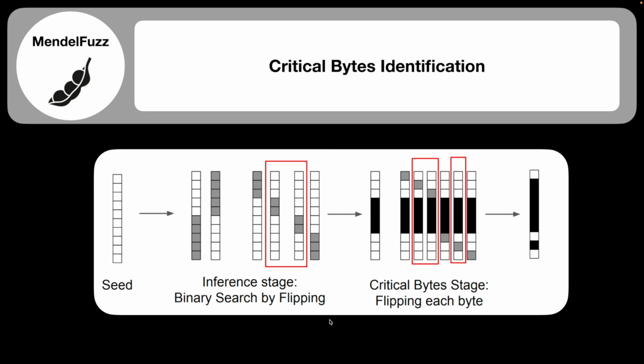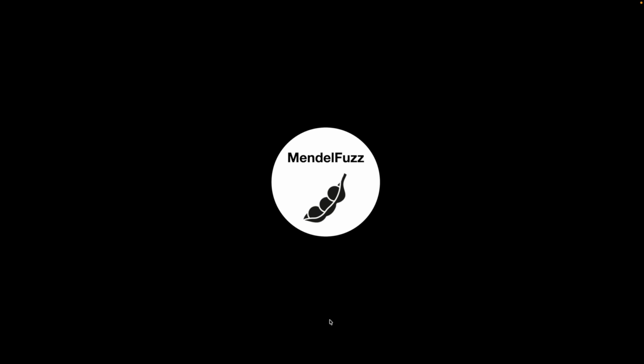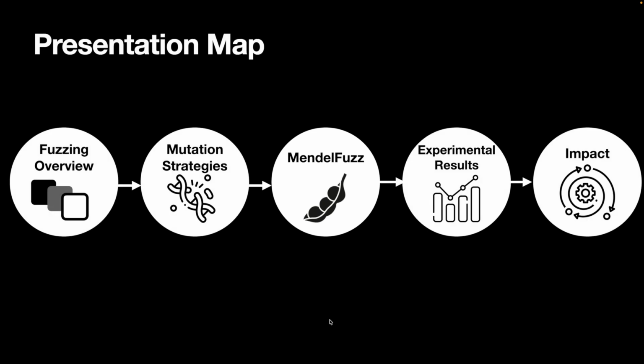Ultimately, this leads to pruning 80% of the seeds and 95% of the bytes, which allows MendelFuzz to achieve deep code penetration without that huge time penalty. So next we're going to look at some of the experimental results the paper found.